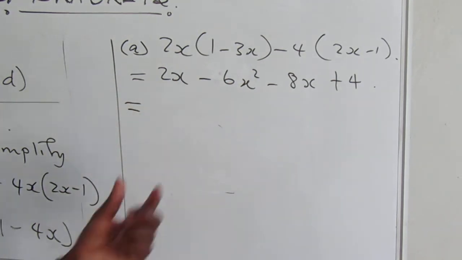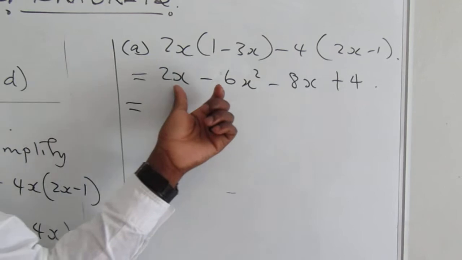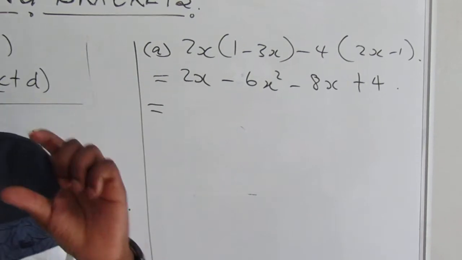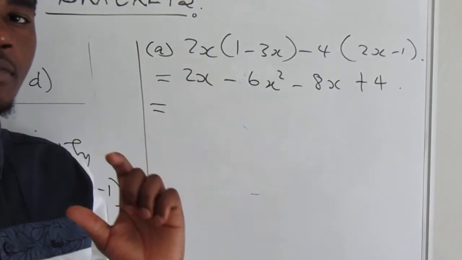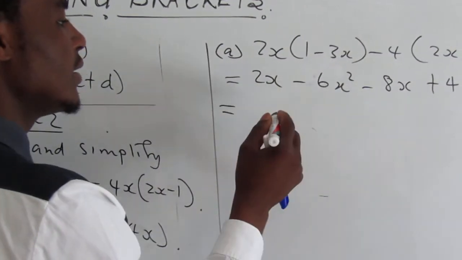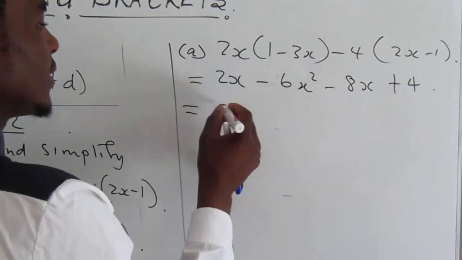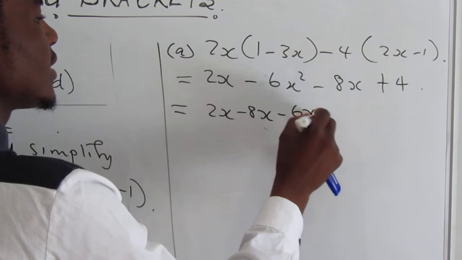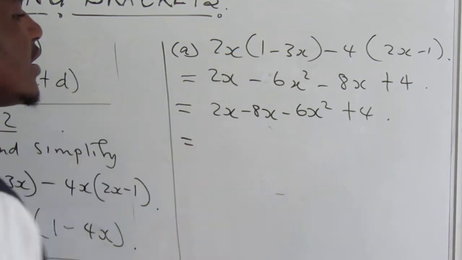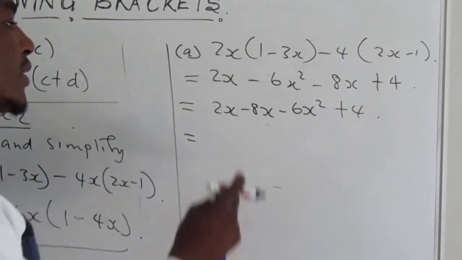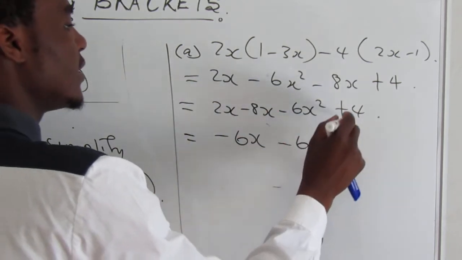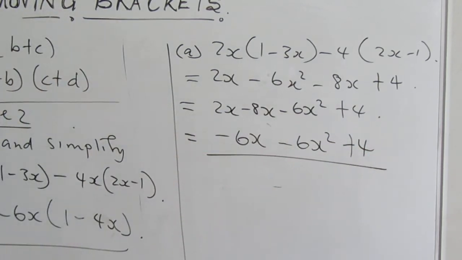Right, we are done with the expansion part. Now we have to simplify this. How do we simplify algebraic expressions? Identify like terms, put like terms next to each other, and simplify coefficients of like terms. So in this case, we start by writing 2x minus 8x minus 6x squared plus 4. Put like terms next to each other. After that, let me simplify the coefficients of like terms. So 2x minus 8x, I get minus 6x, squared plus 4. That's the solution.